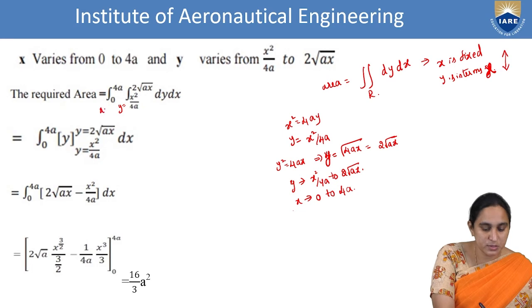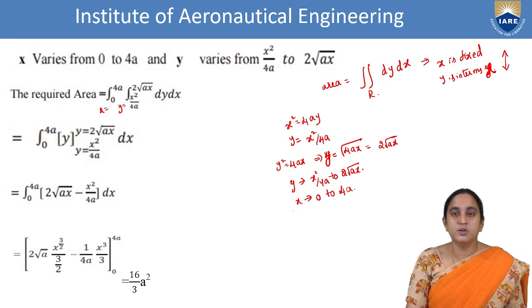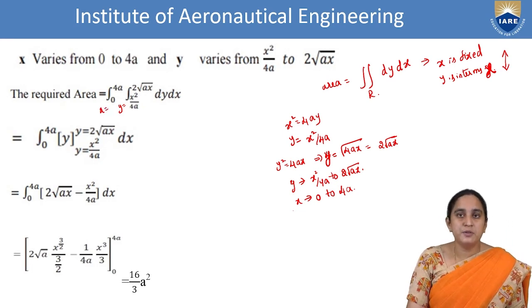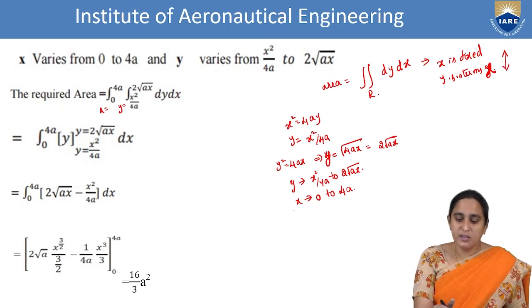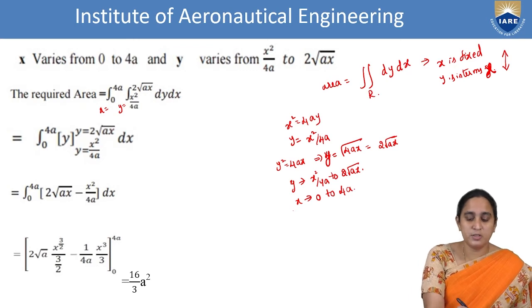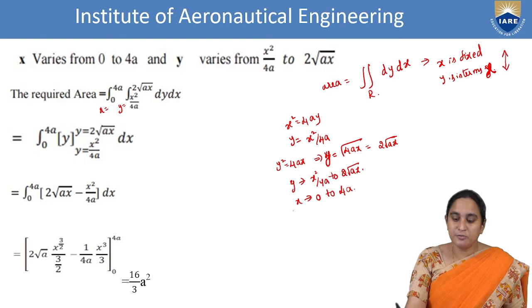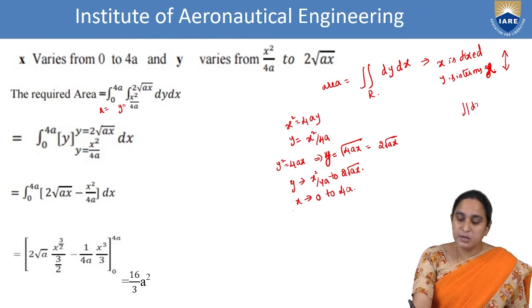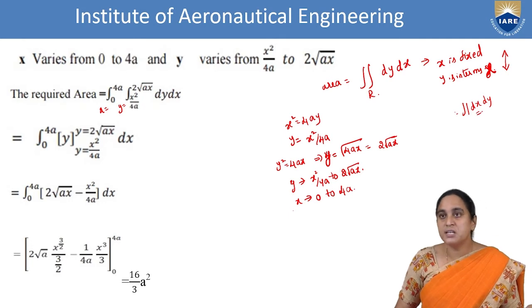Therefore, here I am substituting those limit points. X is 0 to 4a and for y the integration is from x square by 4a to 2 root ax, into dy dx. That's the concept of this. If you are taking the area, and I'm not using this formula, but using the double integral of dx dy formula, then for that case the x limits are in terms of y and the y limits are fixed.